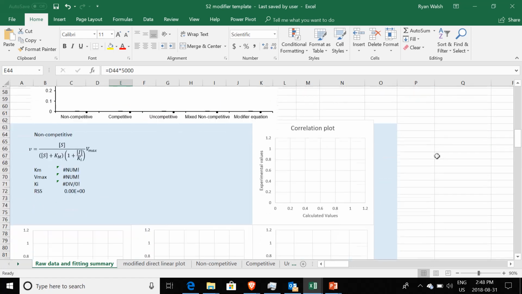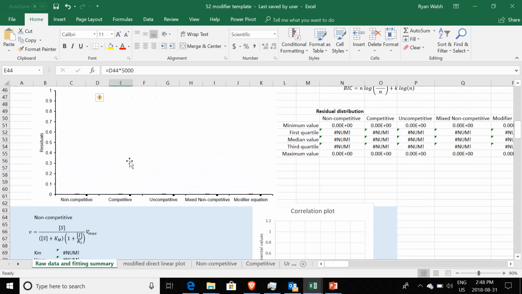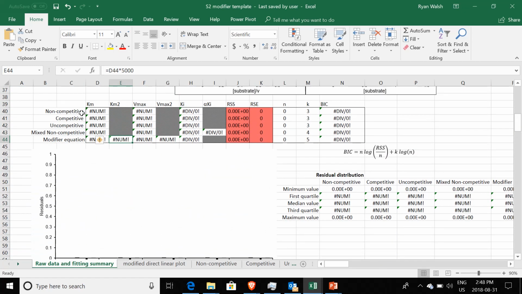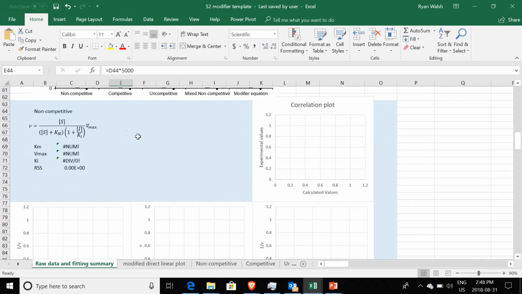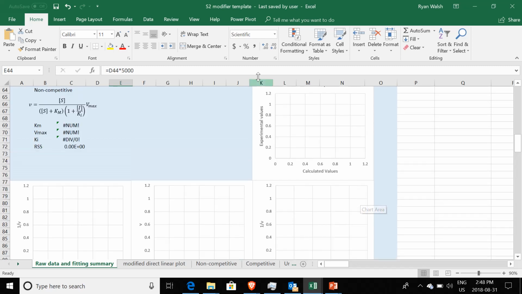And down below there's a summary of the fit for each of the equations. So the first one, and it mirrors the order of the table here, is non-competitive, and you're going to have your equation, your parameters, so your Km, Vmax, Ki, and you're going to have your sum of squared residuals. There's a Lineweaver-Burk plot, a regular velocity over substrate plot, and a correlation plot up here. A correlation plot is the experimental versus the calculated values.